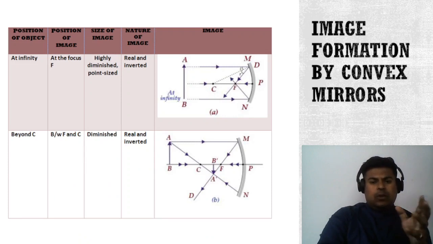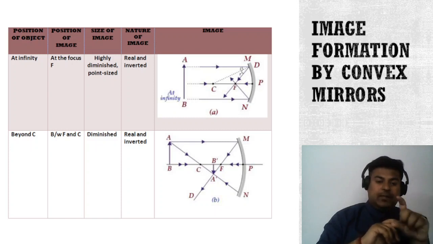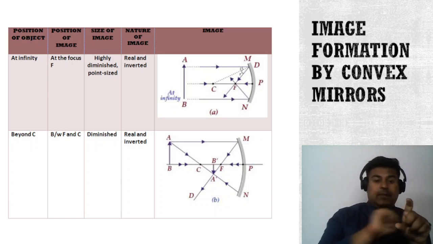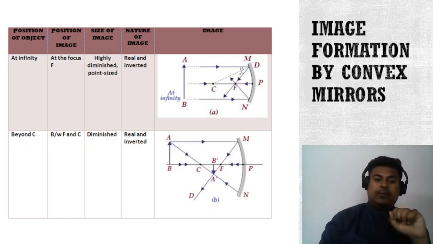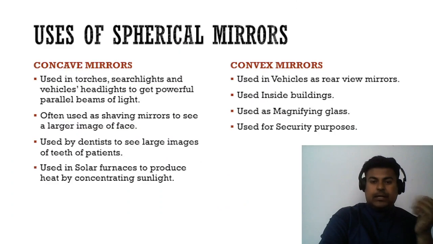In the case of a convex mirror, we consider two cases. If the object is at infinity, the image will be formed highly diminished and point-sized at the focus. If the object is between infinity and the pole, the image will be formed between P and F. So based on the ray diagrams and the nature of the images, there are certain uses.